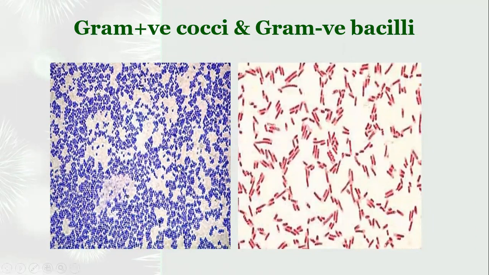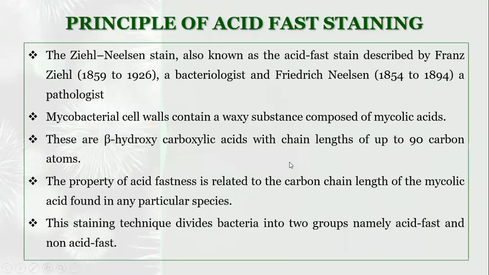So these are the gram positive cocci and gram negative bacilli. Cocci are spherical or round shaped bacteria. Bacilli are rod shaped bacteria. And the next staining technique is acid fast staining.